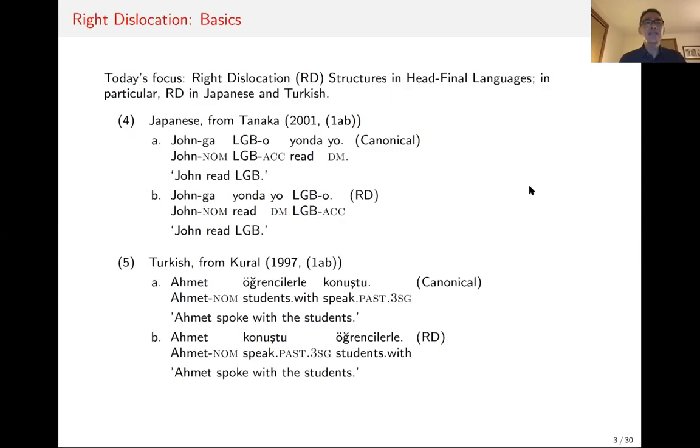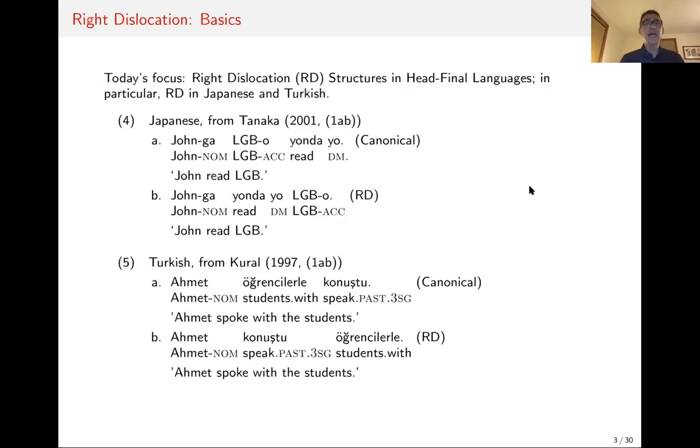So the idea is that we have a canonical structure, and then you have this dislocated phrase, in both cases an object or object-like thing, after the verb. This is an atypical structure, where typically the verb is the very final element in the sentence, but here you have something other than the verb.